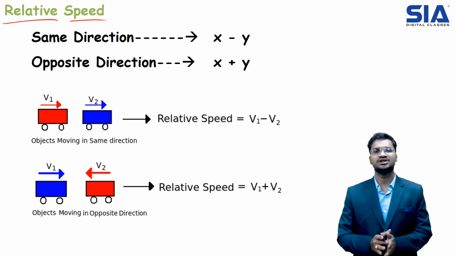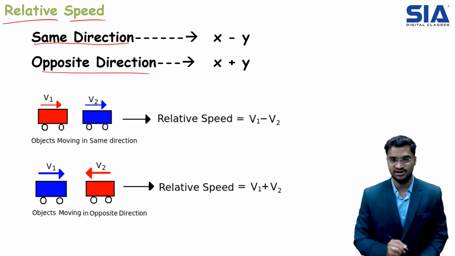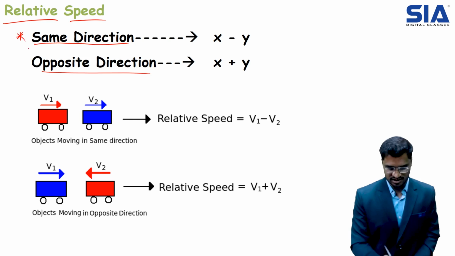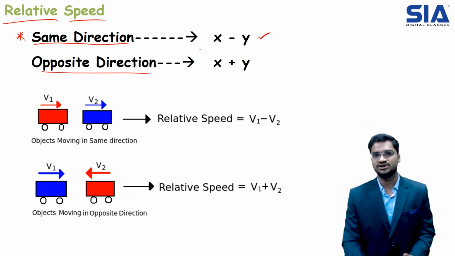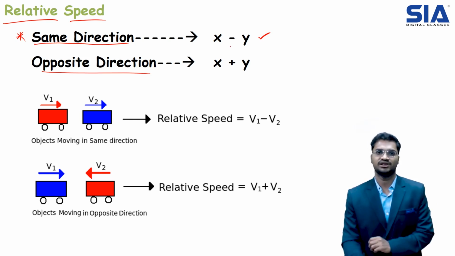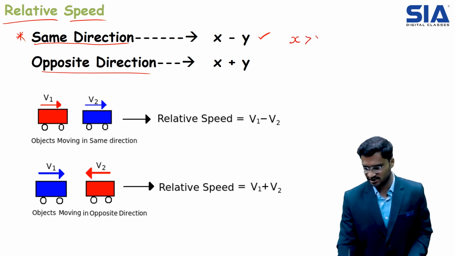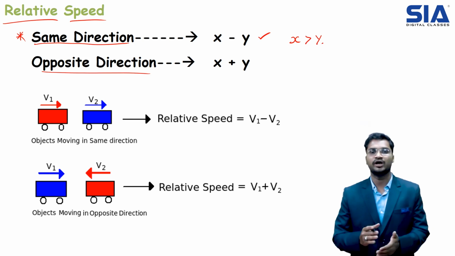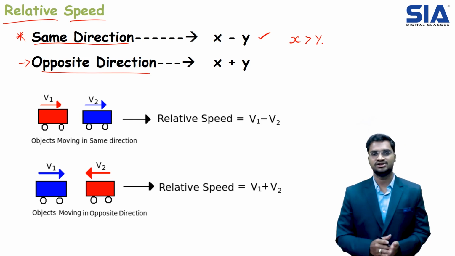Whenever you see the word relative speed or words like same direction and opposite direction, what you have to do is, whenever you see same direction, you have to subtract them. So whenever you see same direction, x minus y is applied, where x and y are speeds and x is greater than y. And whenever you see opposite direction, you have to add them.